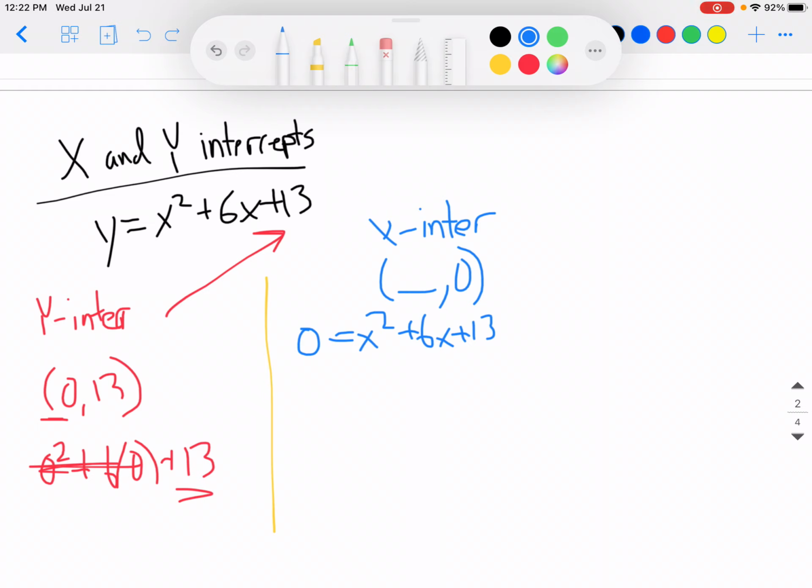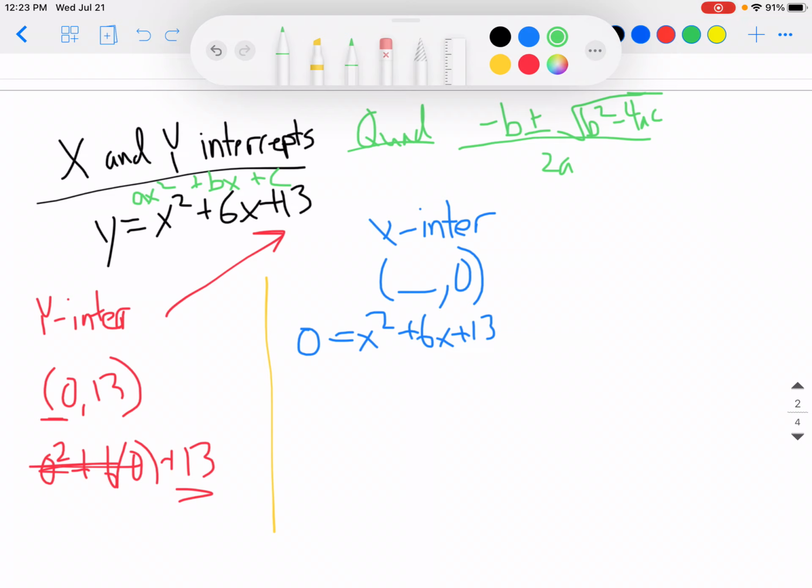What we can do, though, is use the quadratic formula. So go up here, quadratic formula: negative b plus or minus the square root of b squared minus 4ac, all over 2a. And this comes from ax squared plus bx plus c. And so that's what we're going to use for all these a, b's, and c's.